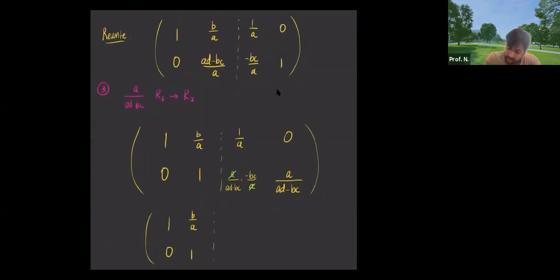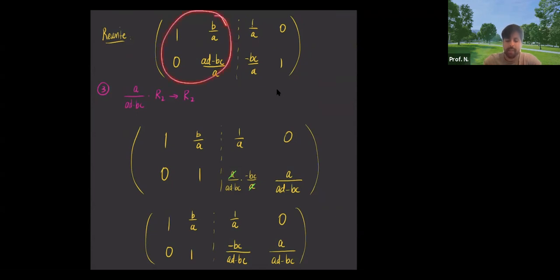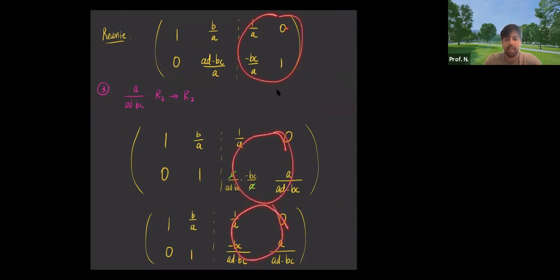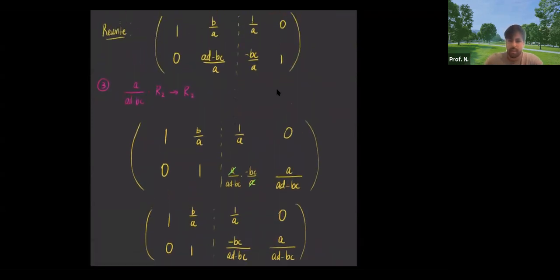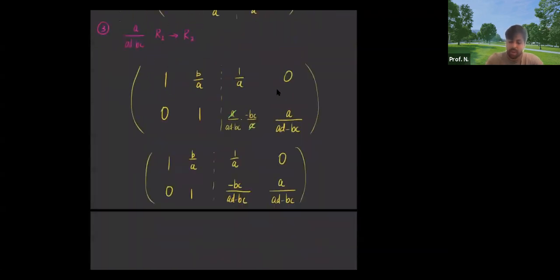So then look what I have. I got 1 over A. I got negative BC over AD minus BC. This is 0. This is A over AD minus BC. So you see how this AD minus BC business pops up in the very process of making this left matrix A into identity. And in doing so, this identity starts to form itself into the inverse of A. Okay, so now I'm here and I'm almost there, right? I'm almost there.